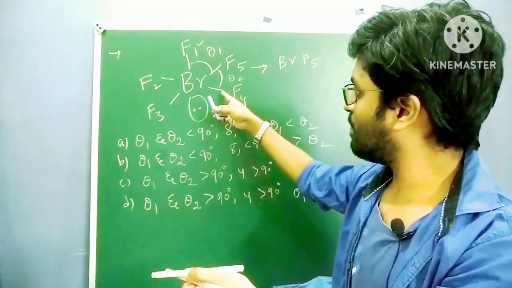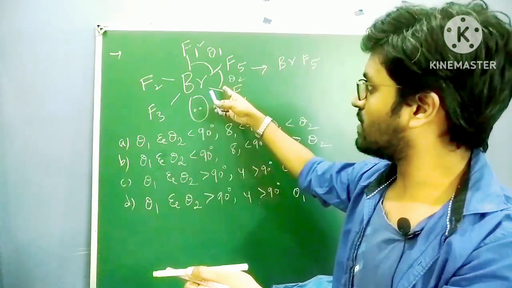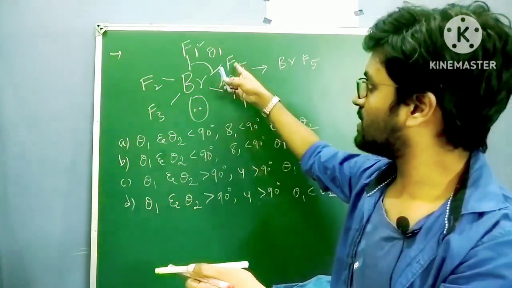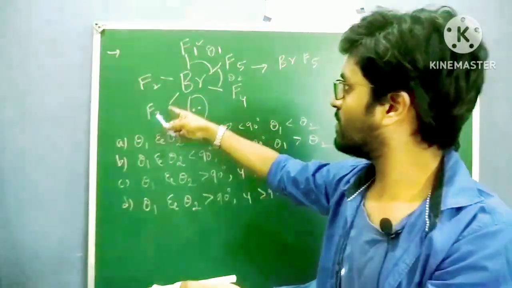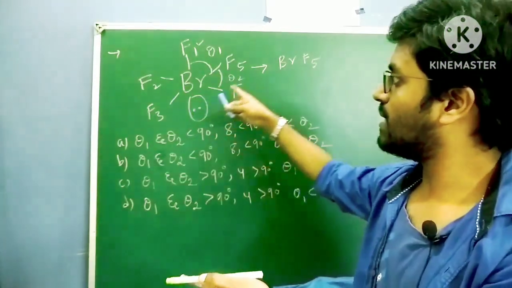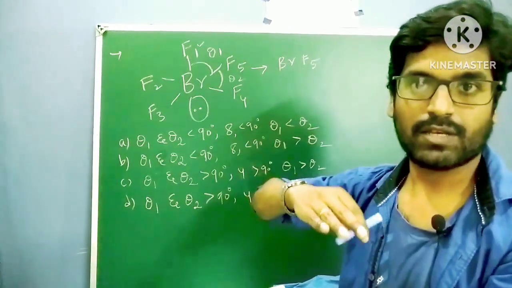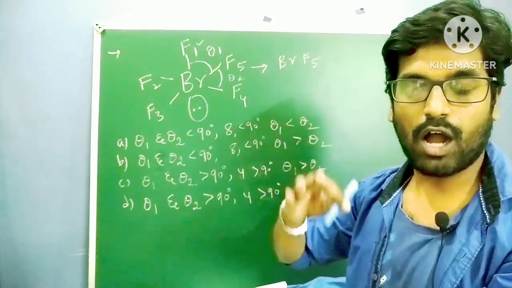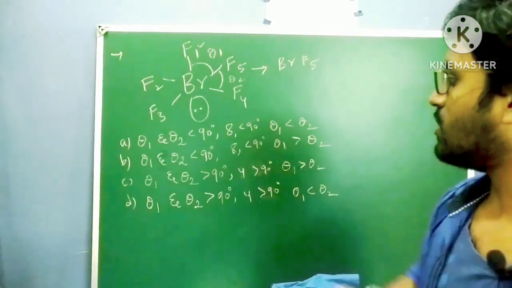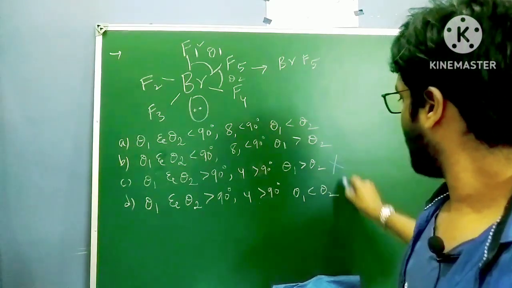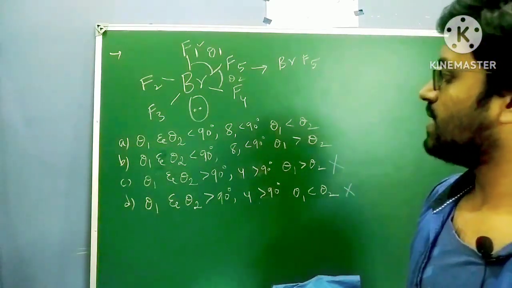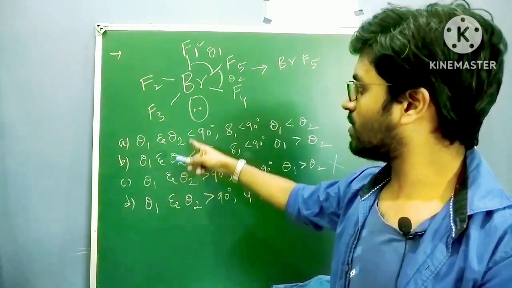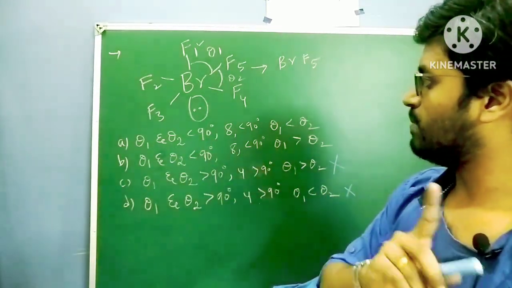Because of the repulsions, the angle between F5 and F4, F2 and F3, F1 and F5, every bond angle is reducing. That means the angles are less than 90 degrees. So according to that, option C is wrong and option D is wrong. Among these two options, one will be your answer.